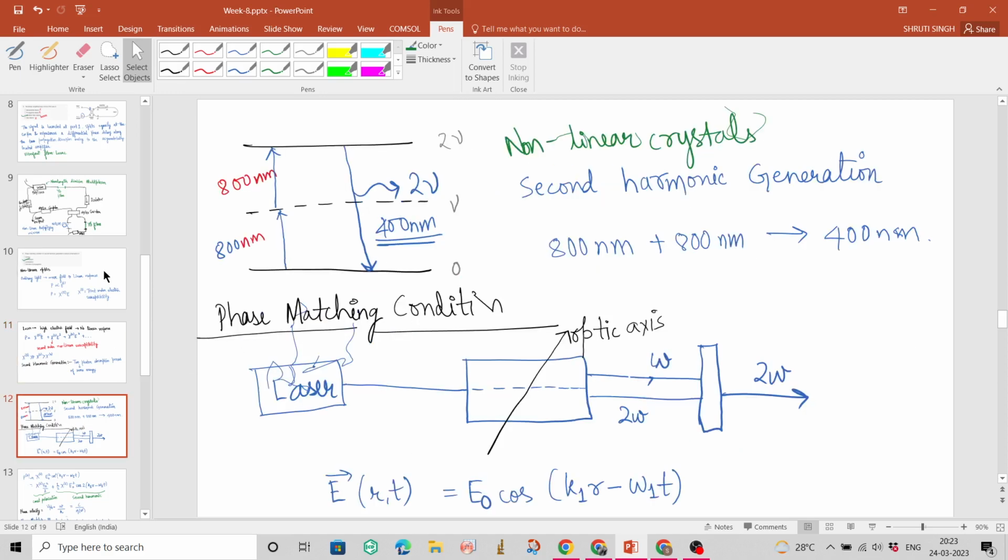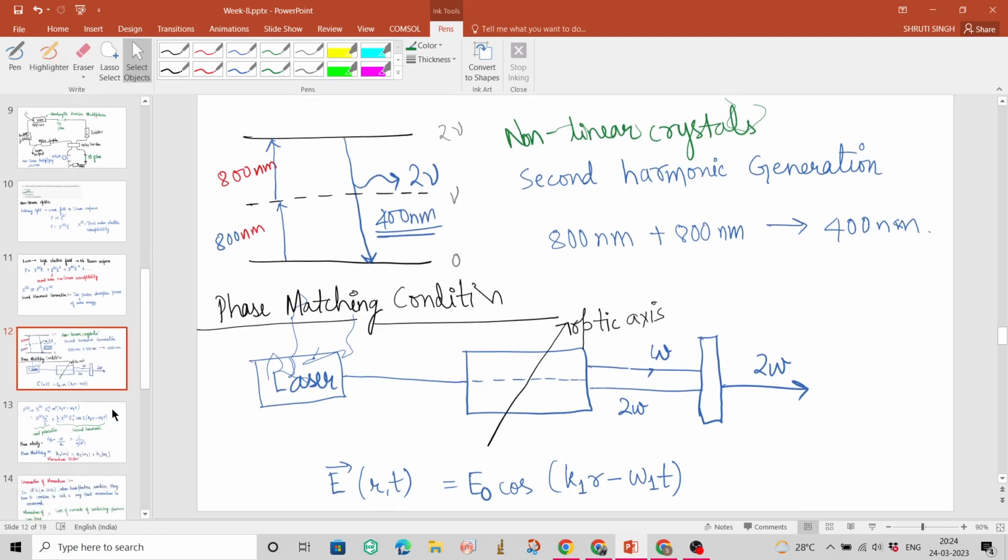So here I have shown the second harmonic generation process, where it is absorbing a frequency nu going to some energy state, and then immediately it is absorbing a second photon of the same frequency nu, because our source is constant. Now it is emitting a photon which has energy of 2 nu. So this is the frequency doubling.